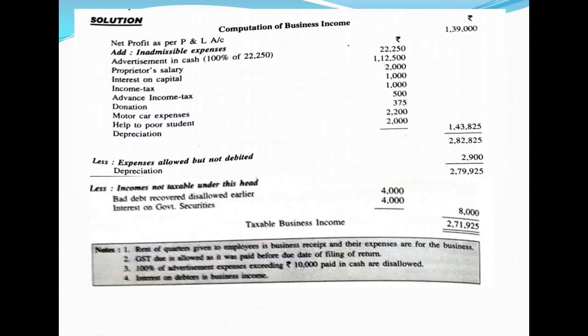If you look at point number 3, it says that 100% of advertisement expenses exceeding rupees 10,000 paid in cash are disallowed. Since it has been paid in excess of rupees 10,000, it is an inadmissible expense. Then interest on debtors is a business income, so that has not been taken into consideration.